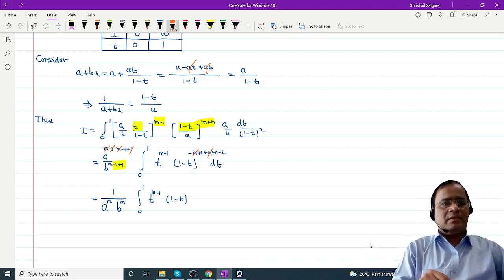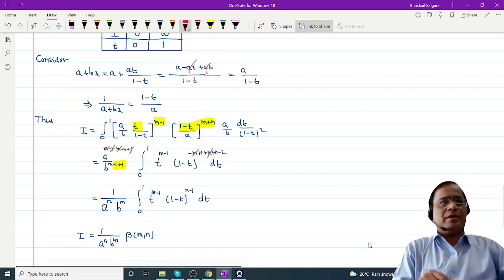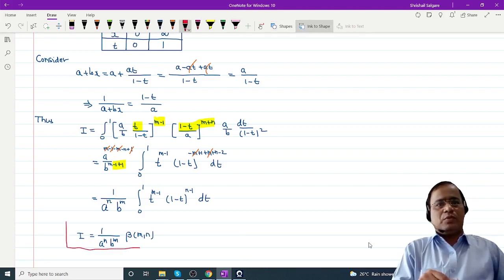Plus n and minus 1. And that is nothing but 1 upon a raised to m, b raised to m, into beta of m, n. That is the required answer. I think that same thing we have to prove here. That same thing we have to prove.